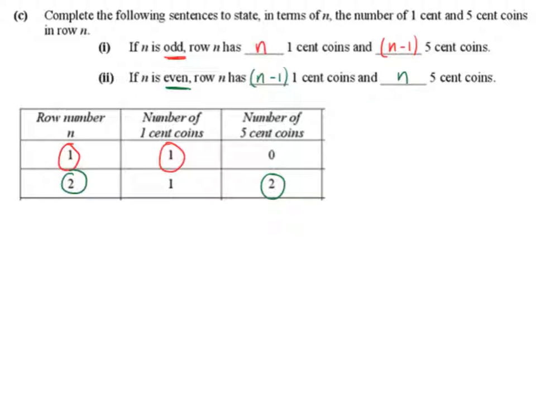If n is even, so for example row 2 is even, so we're going to use this row of values to help us fill in these blanks. So if n is even, in this case n being 2, then row n has n minus 1 1 cent coins. So if n, for example, was 2, so we've subbed in 2 here, 2 minus 1 is 1 cent coins, and n 5 cent coins, so 2 and 2.